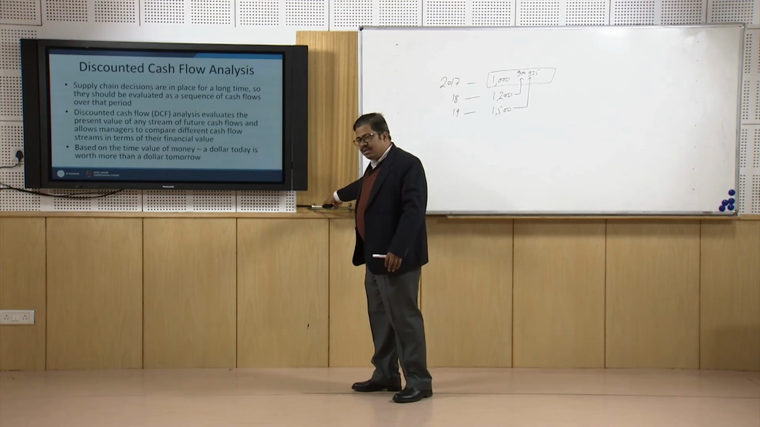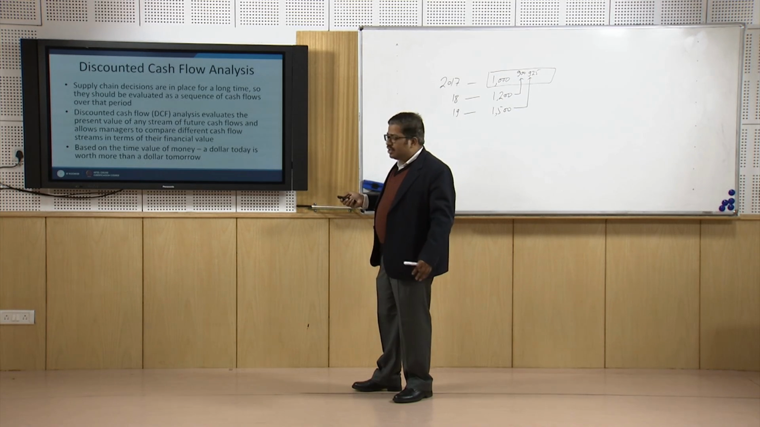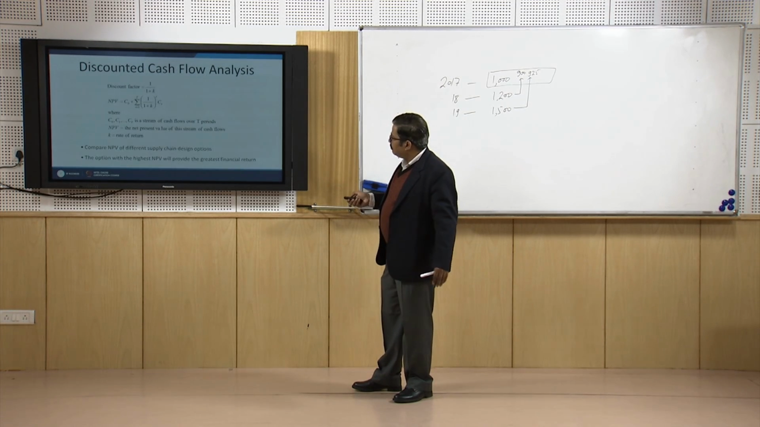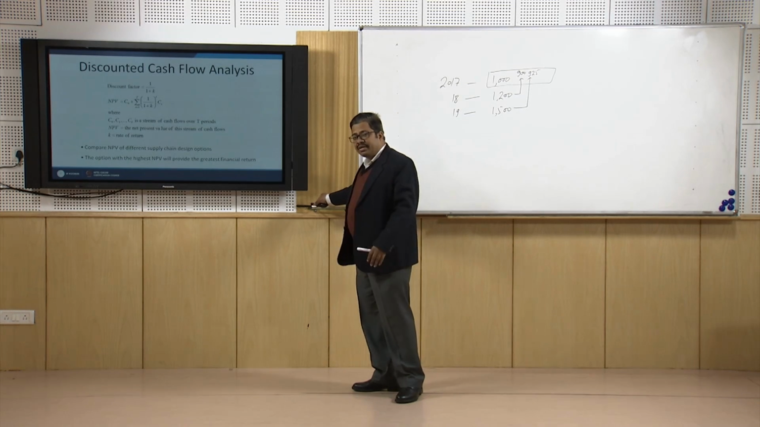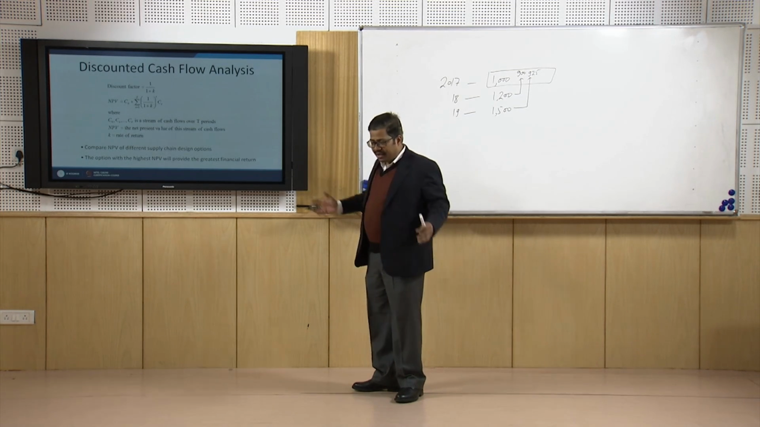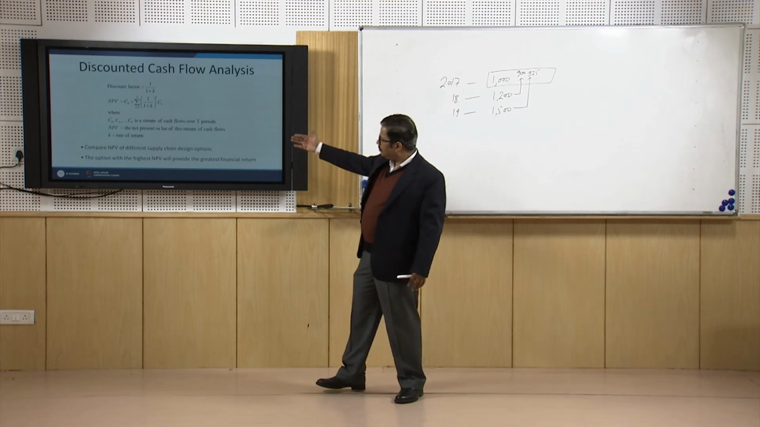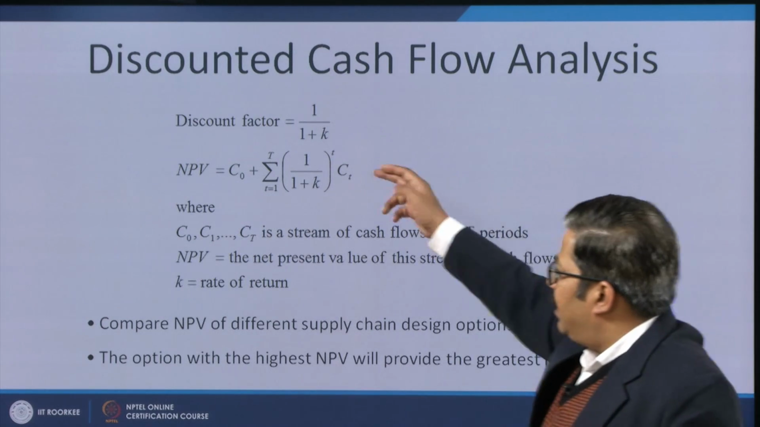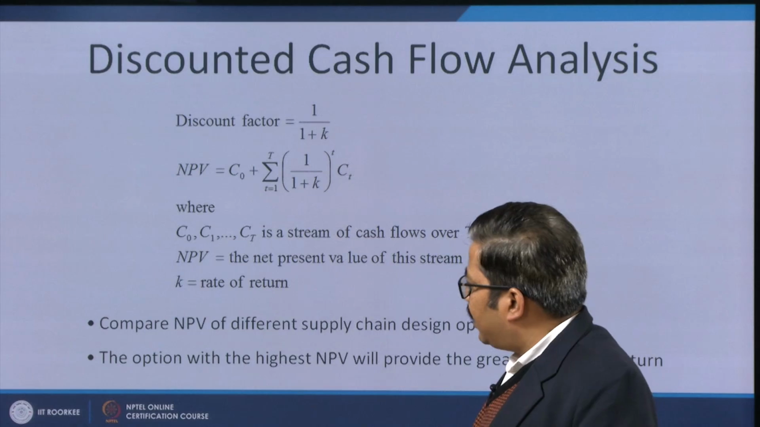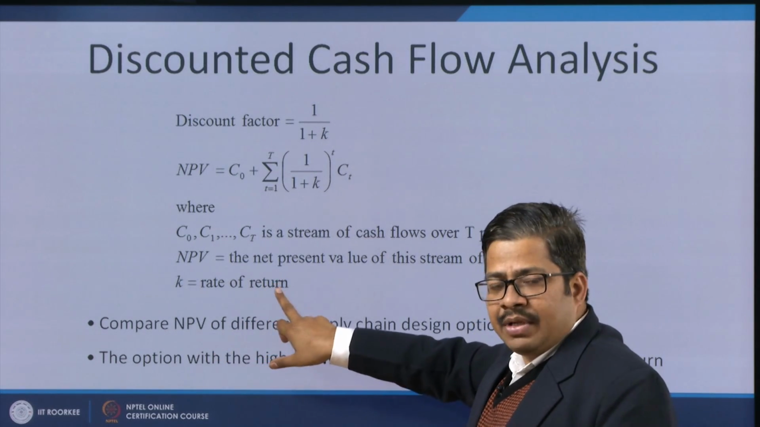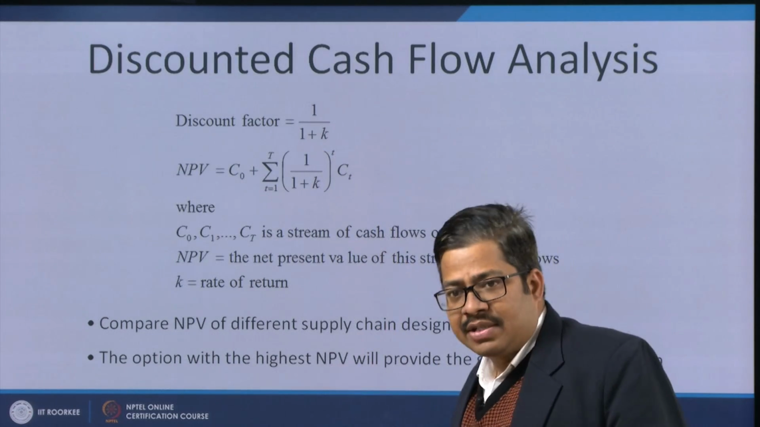Now, for that purpose it is very simple, and those who have some knowledge of financial management, and even in the classes of project management, we discuss this time value of money in greater detail. Here we are just touching these aspects. Now, the discount factor is 1 upon 1 plus k, where k is the rate of return, and on the basis of this 1 upon 1 plus k becomes my discounting factor.